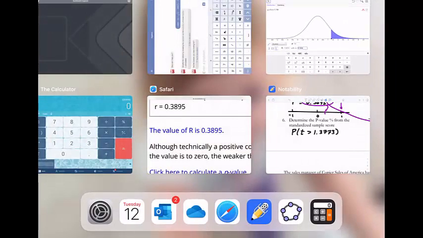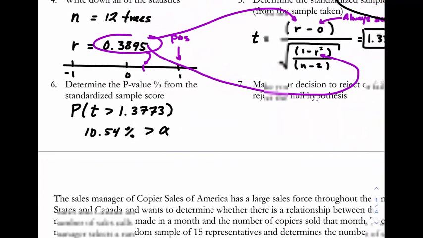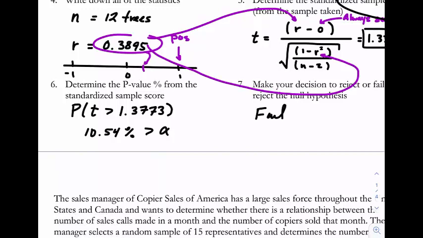0.1054. So therefore, this is more than the level of significance, again at 10.54%. So it's greater than alpha. That again shows proof that this does fail. We failed to reject the null hypothesis.